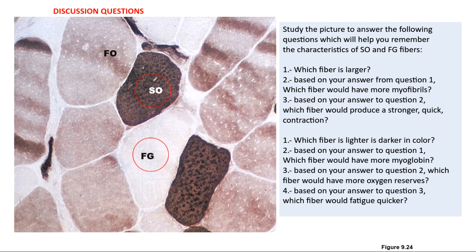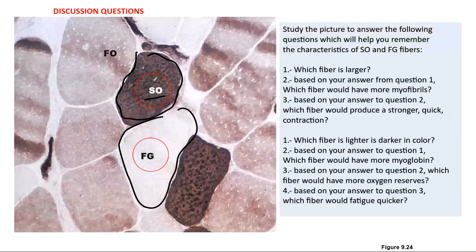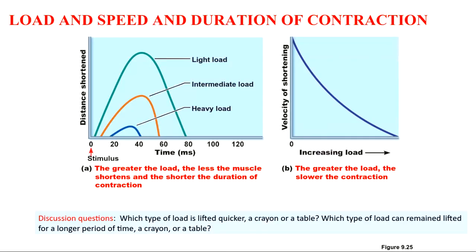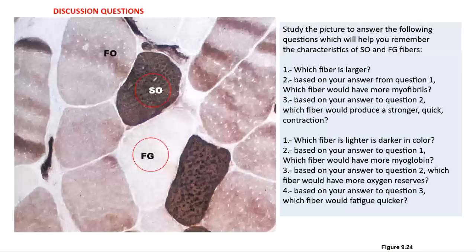If you look at this picture right here, you see this smaller, darker fiber is a slow oxidative fiber. This larger, lighter color fiber is a fast glycolytic fiber. Fast oxidative here is the middle guy that we're not going to talk about. We're going to concentrate on the two extremes. So the first thing that you ask yourself is, which fiber is larger? Hopefully the obvious answer is going to be the fast glycolytic fiber is larger.